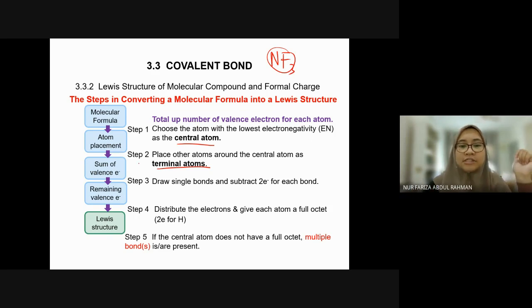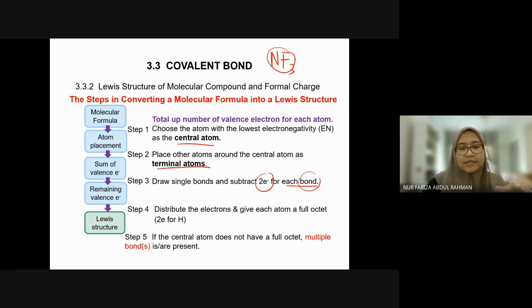And then draw single bond, okay, to connect the central and the terminal atom. And then we have to subtract with 2 electrons for each bond. So because each bond consists of 2 electrons. Later we'll subtract. Okay, distribute the electron and give each atom a full octet. Okay, 2 electron for hydrogen. Don't forget that hydrogen only requires 2 electrons only. Jangan octetkan dia, jangan jadikan dia 8 pula, ya.